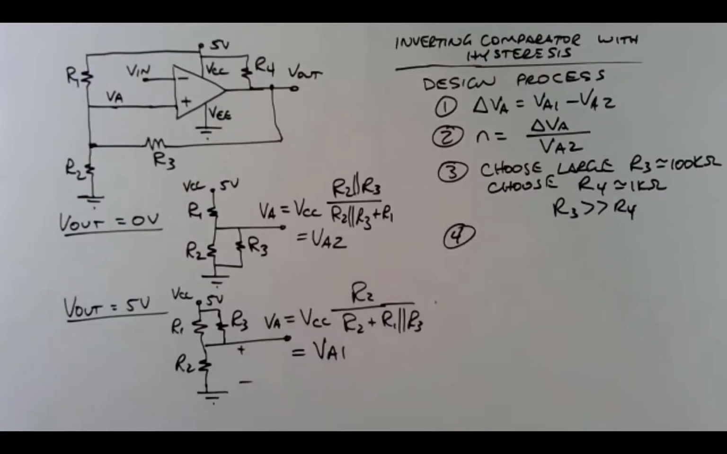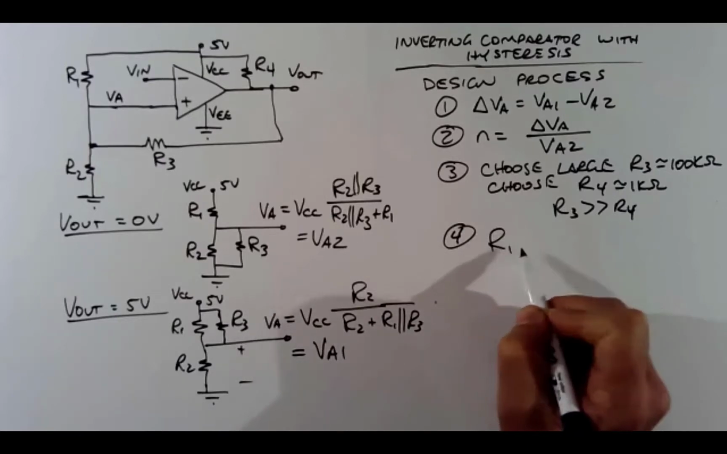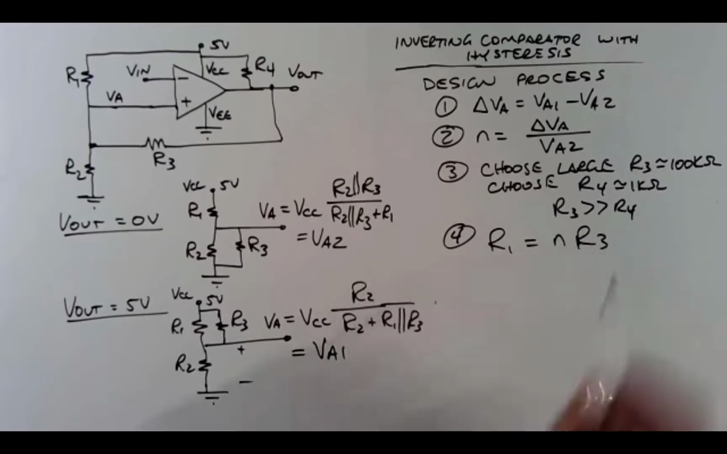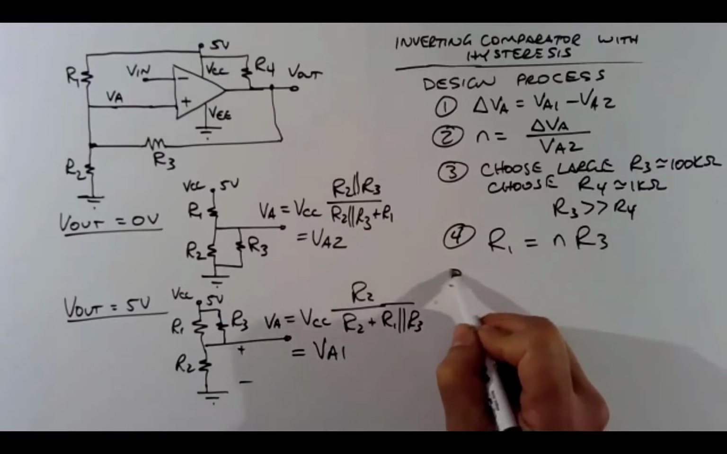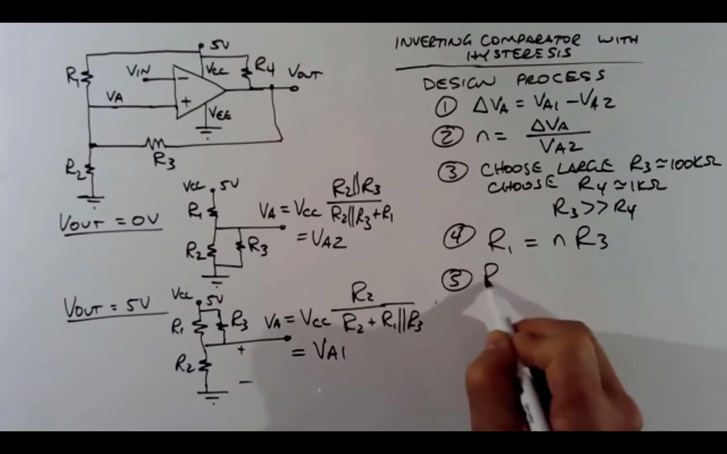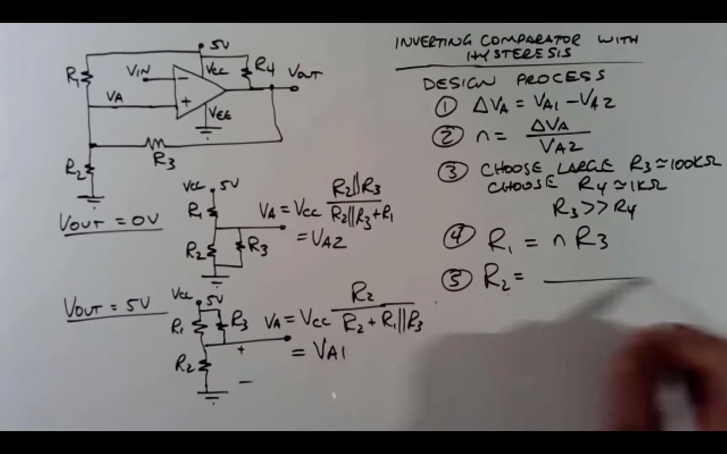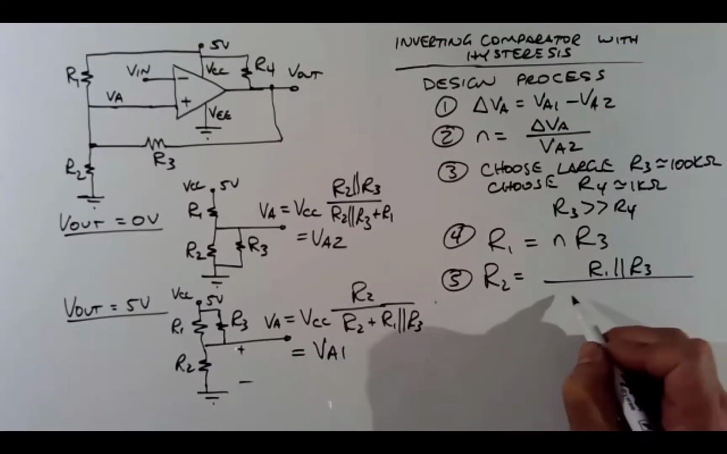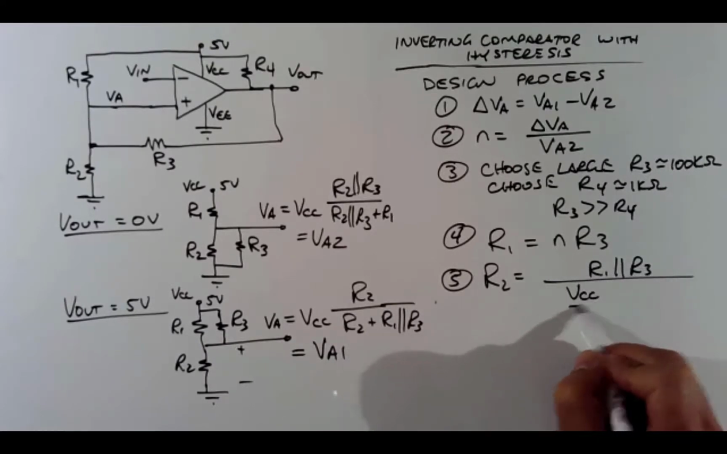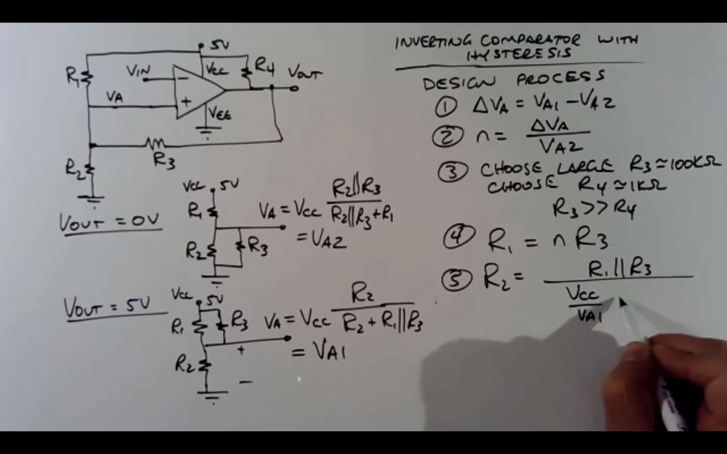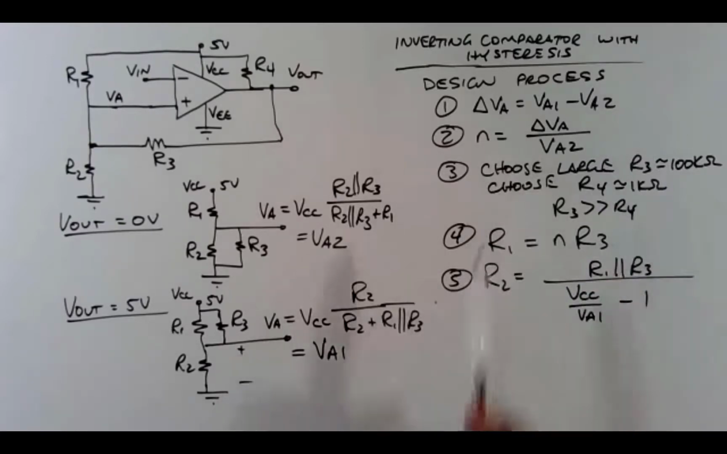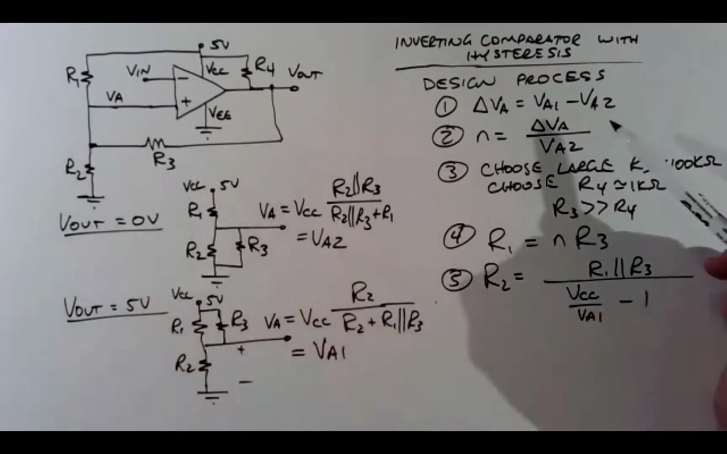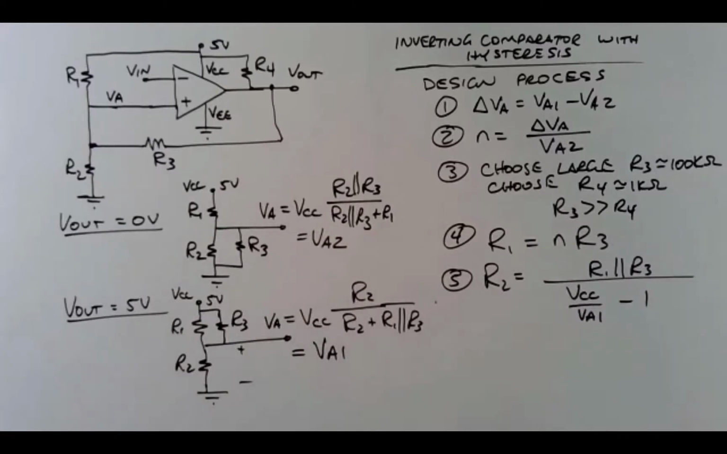And then you calculate your values, R1 and R2. So R1 would equal N times R3. R2 equals, well, this expression here, R1 in parallel with R3 over VCC over VA1 minus 1. Okay, so now you have R1, R2, and R3, and R4, and you will get the thresholds that you want.